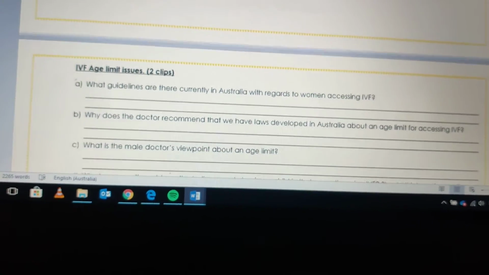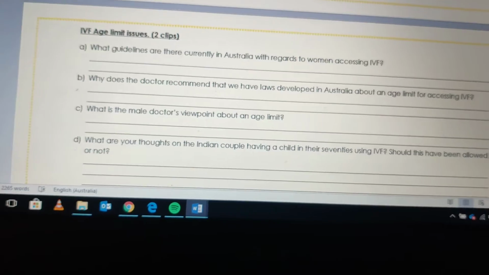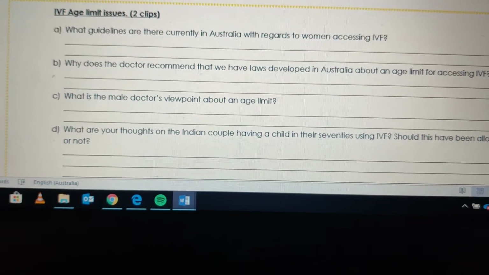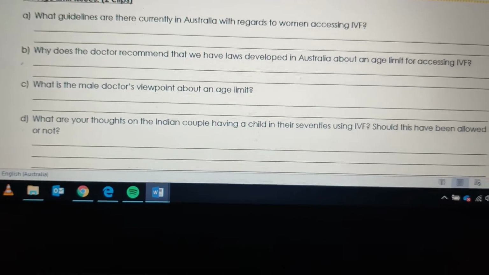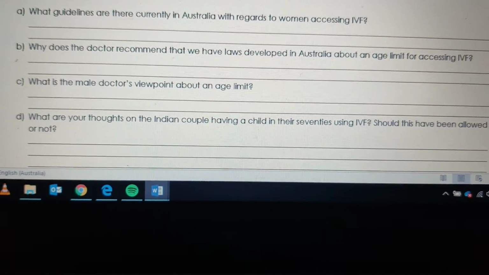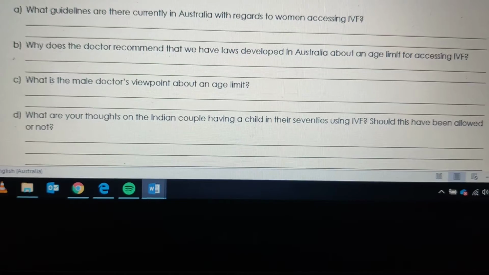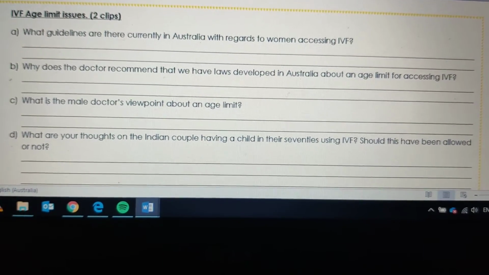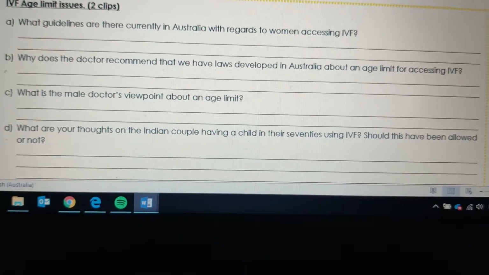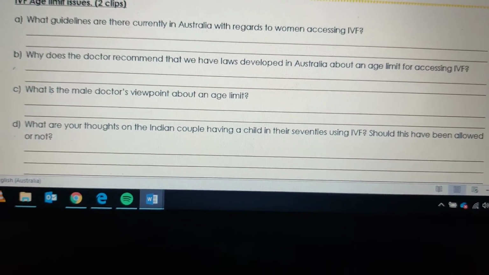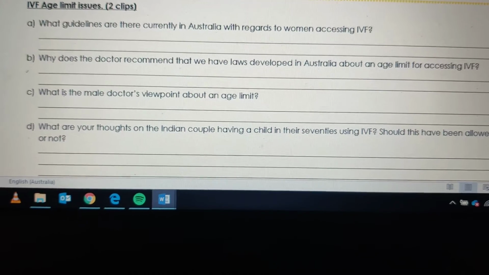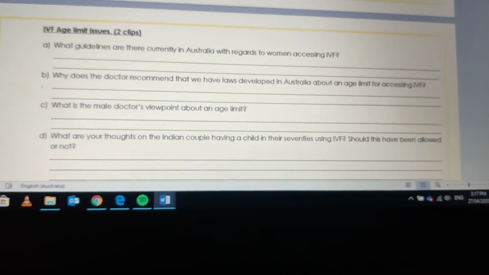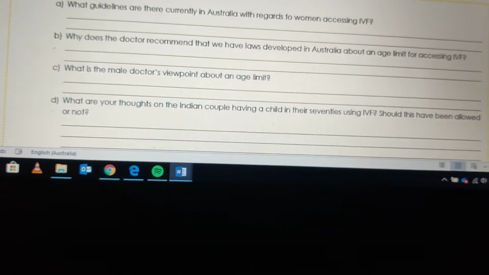Then we have a couple of clips that were about age limits on being able to access IVF. So at the moment, what are the guidelines currently in Australia with regards to women accessing IVF? What does the doctor recommend that we have laws developed in Australia about an age limit for accessing IVF? What is the male doctor's viewpoint about an age limit? And what are your thoughts on the Indian couple having a child in their 70s? Should this have been allowed or not? Different rules in different countries.